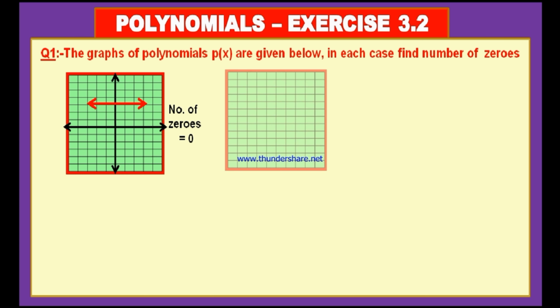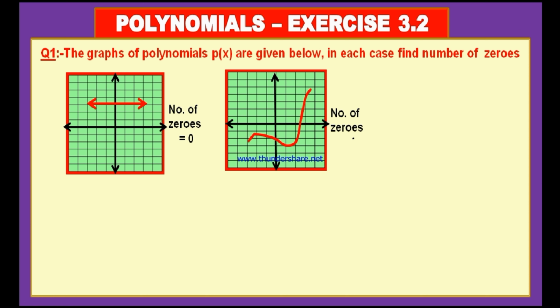Now look at the second one. Again the x-axis and y-axis, these two are intersecting at the origin. Now this is the graph. This graph is intersecting the x-axis at how many points? This curve is intersecting the x-axis at one point. Then the number of zeros of this polynomial is equal to 1.